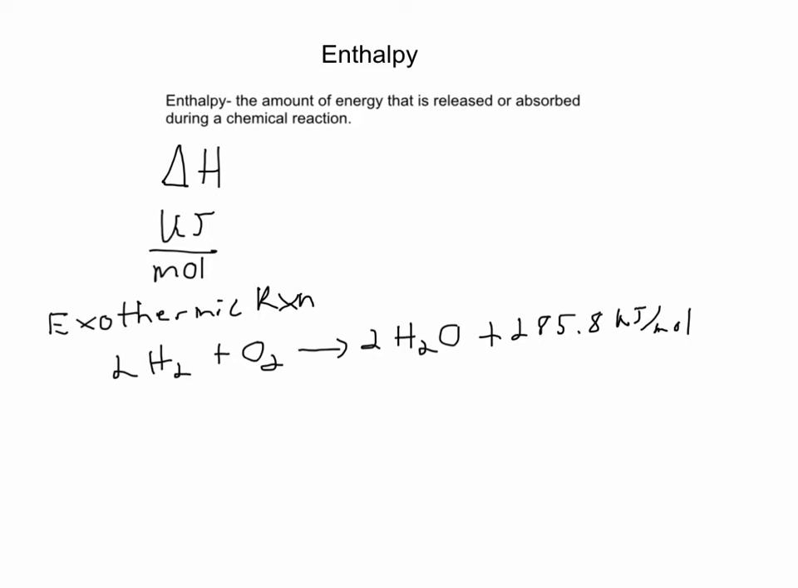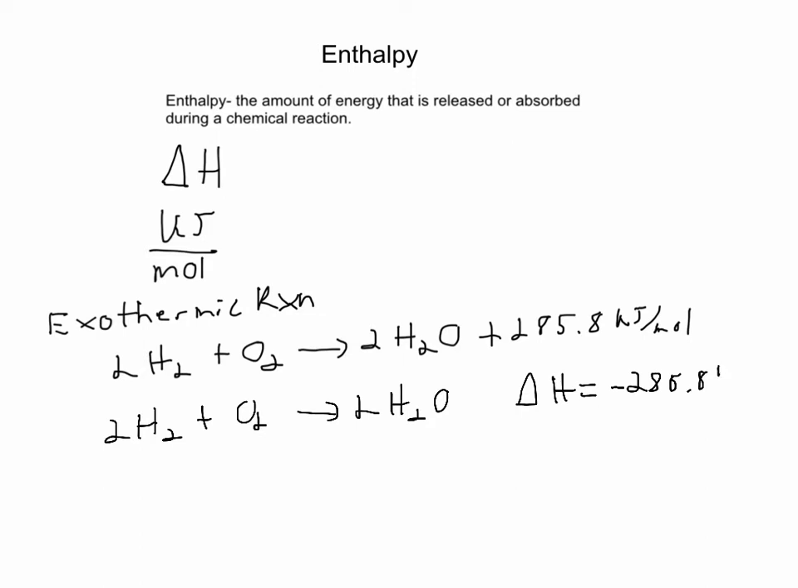The other way we can write this is we'll write the reaction in the same way. But instead of making that energy part of the equation as a product, we'll write it at the end. Delta H equals negative 285.8 kilojoules per mole. The reason why this is negative is to tell us energy is being released. Remember, negative Q means energy is being lost or released. Same thing here. A negative delta H means it's exothermic. Energy is being released.